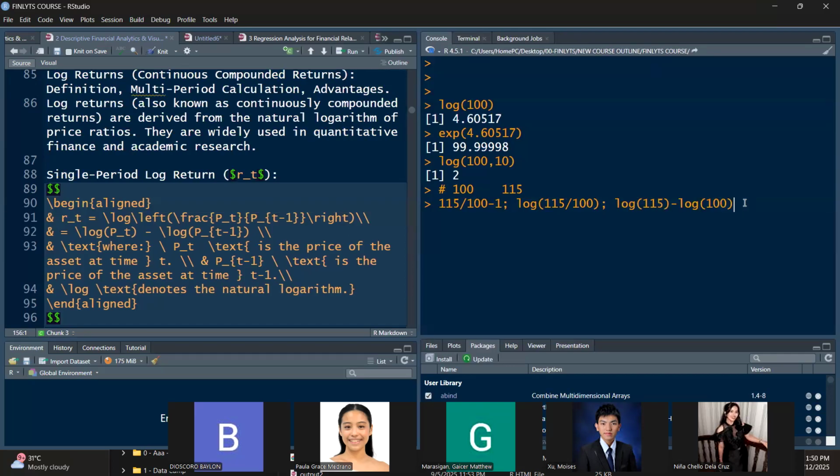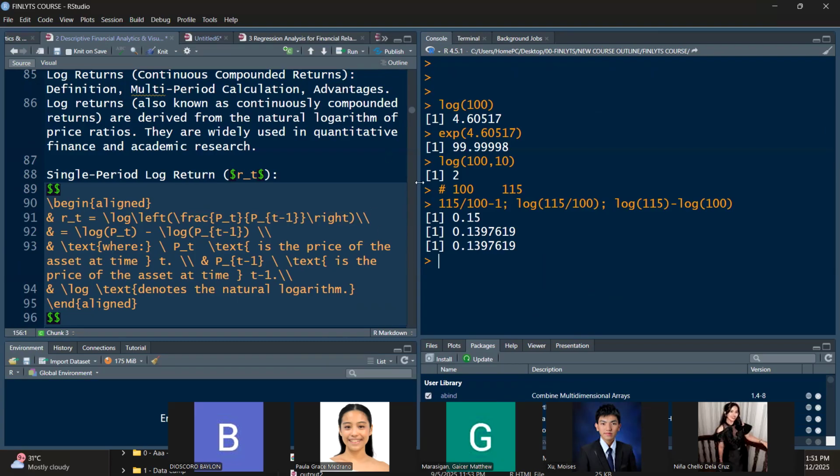If I run this, the simple return is 15%. The log return is 13.97%. Just to prove that this is the same as this, the log of p sub t over p sub t minus 1 is log p sub t minus log of p sub t minus 1. So they're the same. You'll notice that the simple returns will be greater than your log returns.